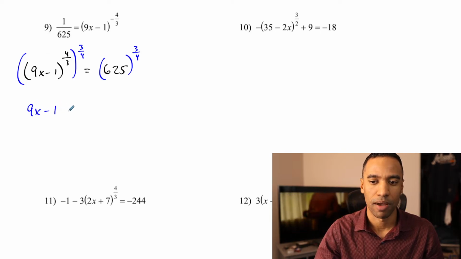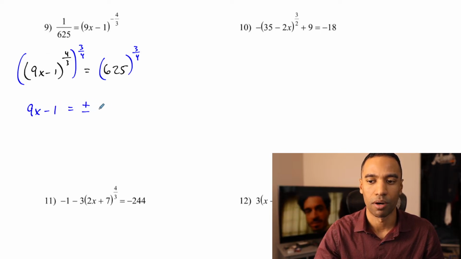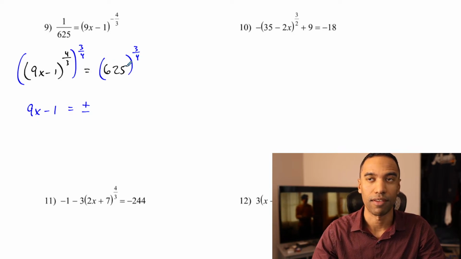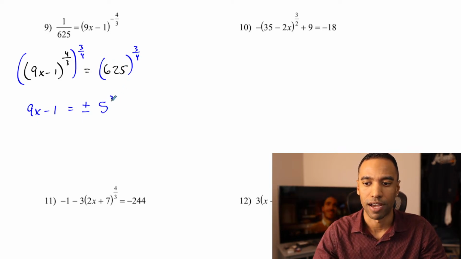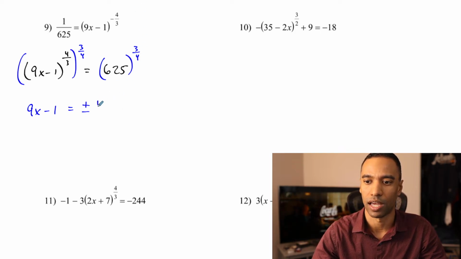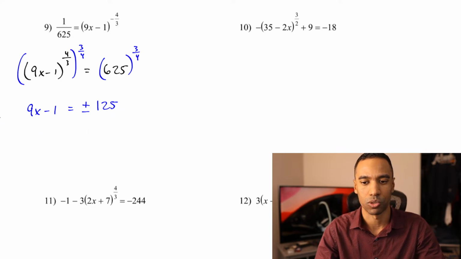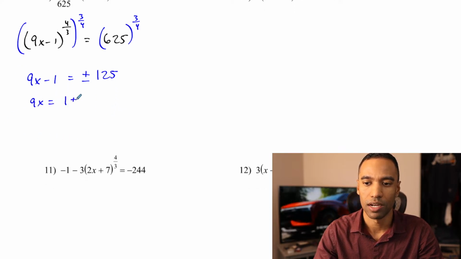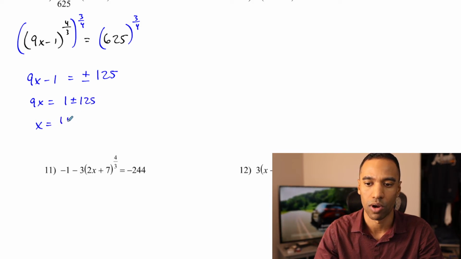So 9x minus 1 equals plus or minus. So this 4th root of 625 is 5. So we got 5 cubed there. That's 125, excuse me, plus or minus 125. So 2 different answers here. So 9x equals 1 plus or minus 125, and x equals 1 plus or minus 125 over 9.